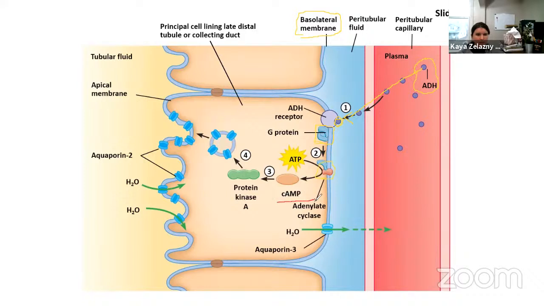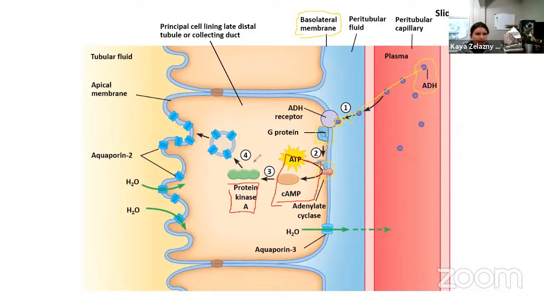Okay. So step one was we bound to the ADH receptor. Step two is that the receptor essentially creates cyclic AMP. And there's a little intermediary step, but that's where we're going. That's our second messenger. Then we have a flow of reactions. Specifically, cyclic AMP triggers protein kinase A. Right?